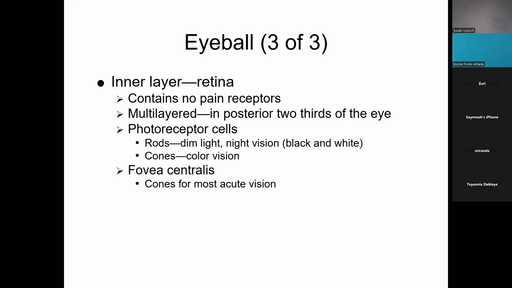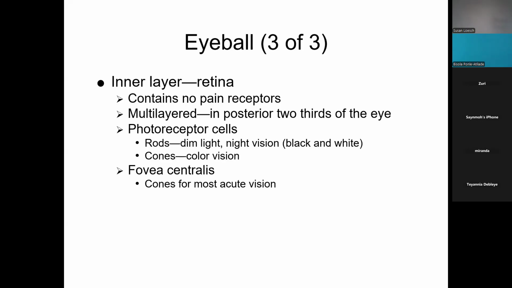Okay, inner layer. The inner layer has the retina. The multi-layered coat is present only in the posterior 2/3 of the eye because the light rays are passing through the lens and they cannot bend enough to reach the retina. The retina has a pigmented layer, several layers of neurons. In the center of the posterior retina is the macula lutea. And there you have the fovea centralis.